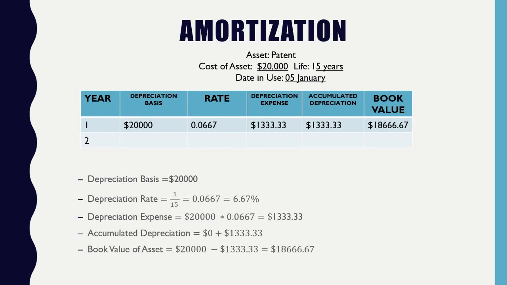And of course, the expense is going to be the basis times the rate. So in this case, 20,000 times 0.066667 gives you $1,333.33. Now we're going to subtract that out of the cost of the asset. And therefore, every single year that we amortize, it's going to be the same amount every year. Okay, so that is the concept behind amortization.